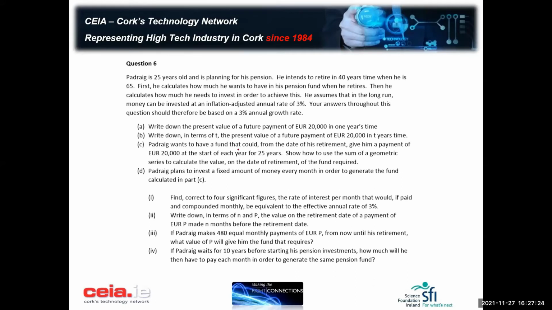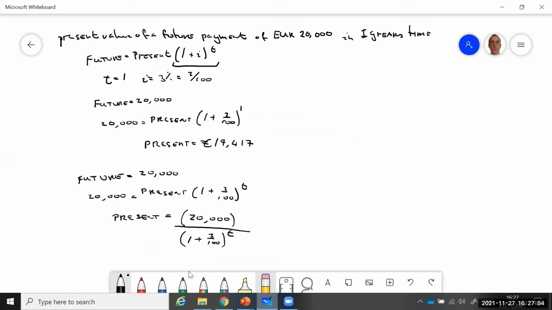Padraig wants to have, and this is the meat of the question, a fund that could, from the date of his retirement, give him a payment of 20,000 euro at the start of each year for 25 years. So he plans on being retired for 25 years, and he wants 20,000 euro at the start of each of those 25 years. Show how to use the sum of a geometric series to calculate the value on the date of retirement of the fund required.